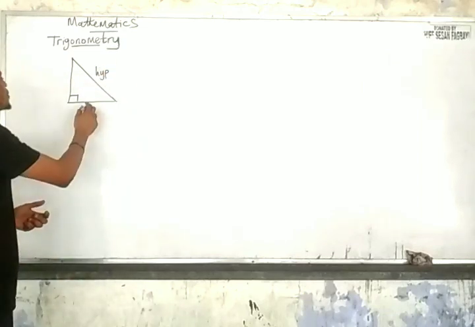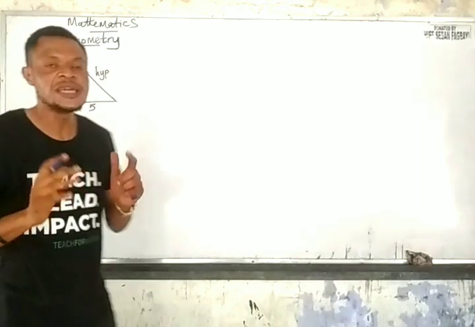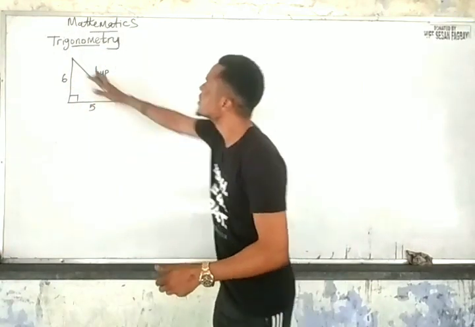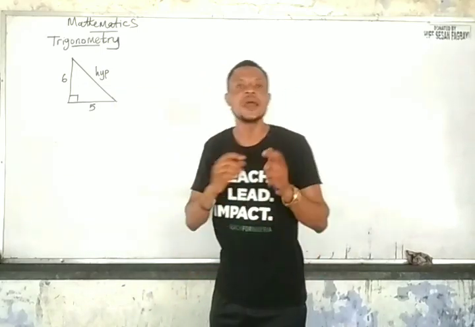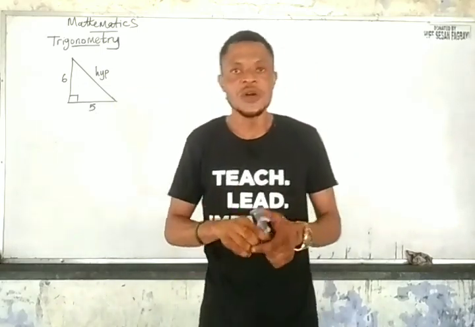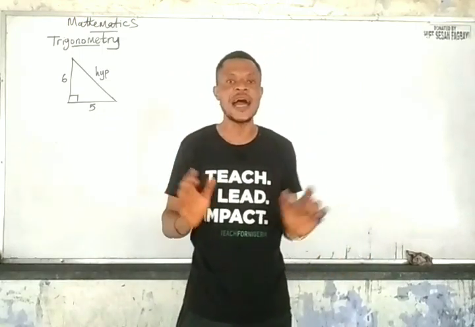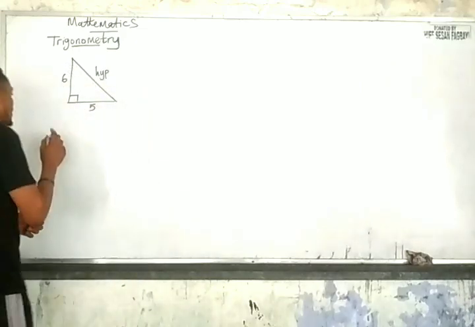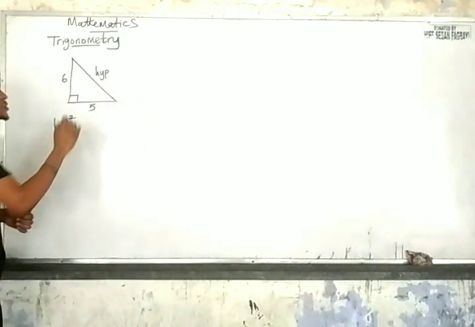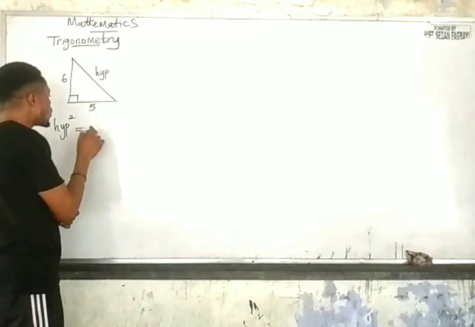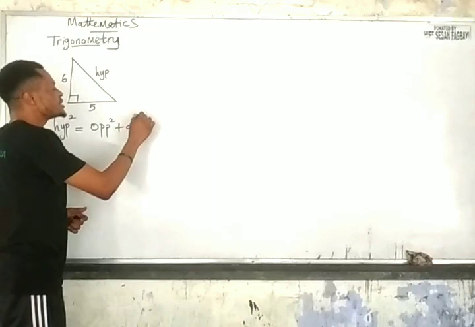And let's assume that this side is given to be 5, and this side is given to be 6. So we are meant to find this side of the right angle triangle. This is when we can apply the Pythagoras theorem. To apply it, we need to learn the formula. We need our hypotenuse, and we say hypotenuse square equals opposite square plus adjacent square.